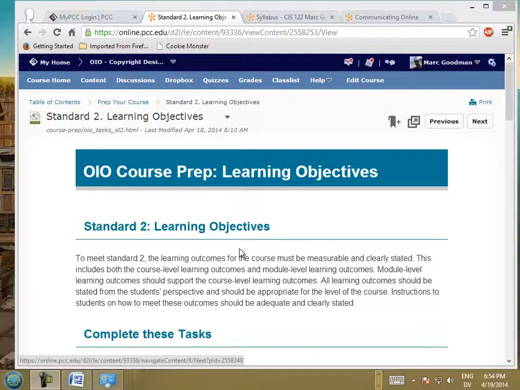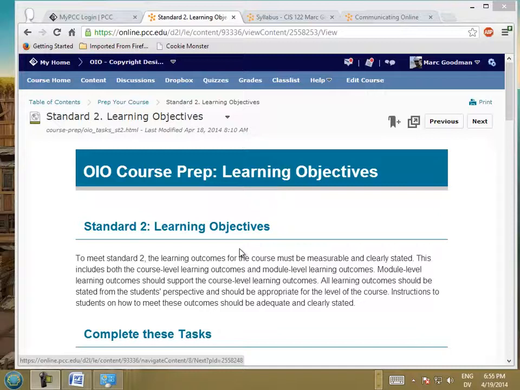Alignment, as I talked about a little bit in the overview video, really means that the course level learning outcomes are clearly stated and measurable, that the unit level learning outcomes support the course level learning outcomes, that the assessments measure the things that are stated in the learning outcomes, the learning materials support learning the learning outcomes, and the learning activities also support the mastery of learning outcomes.